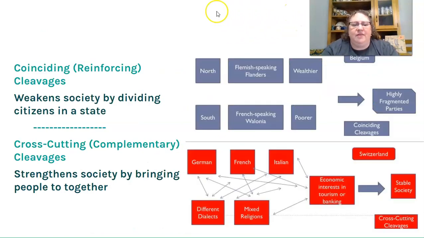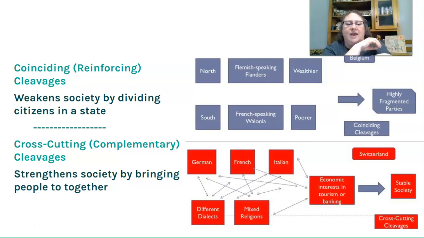So I'm just going to mention the whole concept of coinciding and cross-cutting cleavages, and I have 2 examples here. I have Belgium at the top, and then I have Switzerland. So coinciding cleavages basically reinforce your differences. For example, in Belgium, there is a significant cleavage of the Flemish-speaking people versus the French-speaking people. And so when we look at, say, Belgium, the north is where we tend to find the Flemish speakers. They tend to come from maybe a wealthier area. And so it's like one cleavage just reinforces the other.